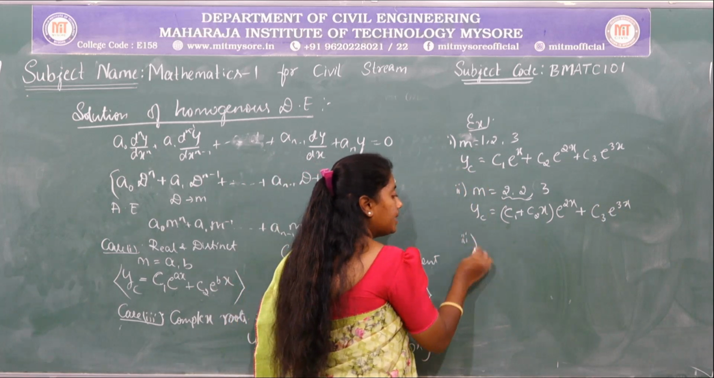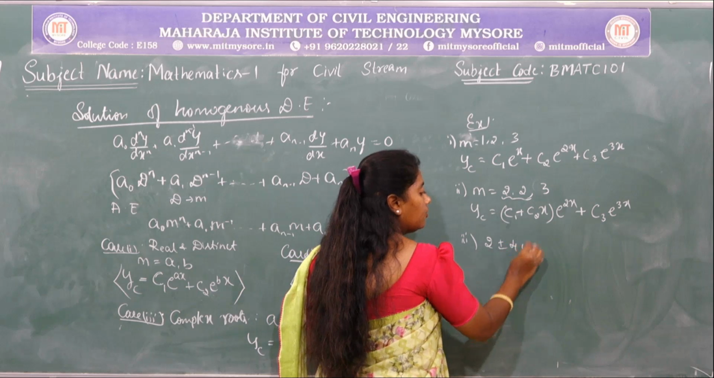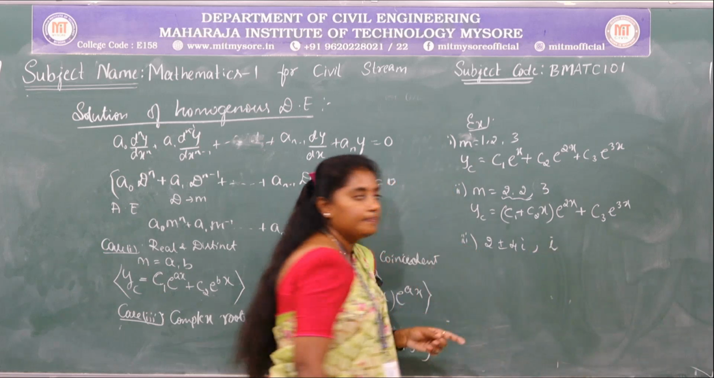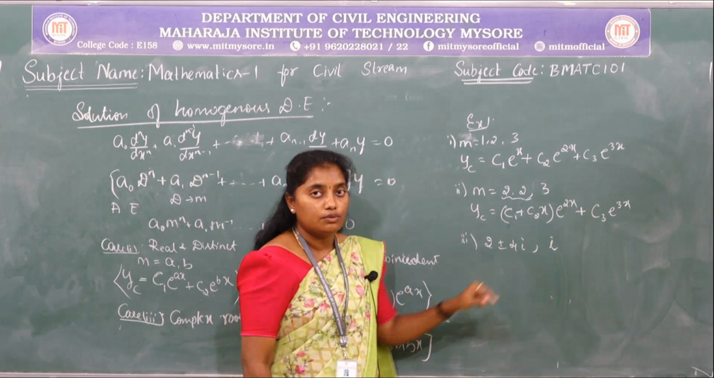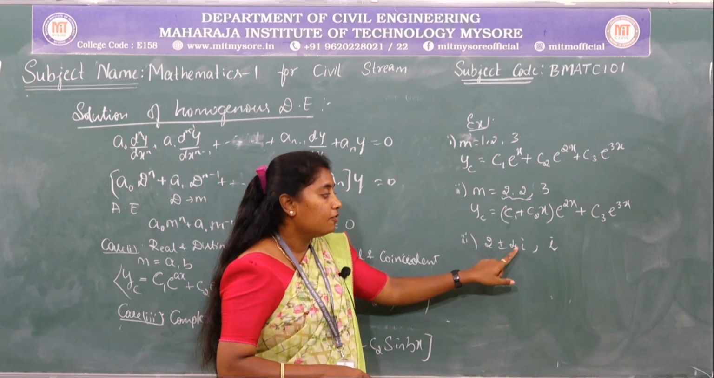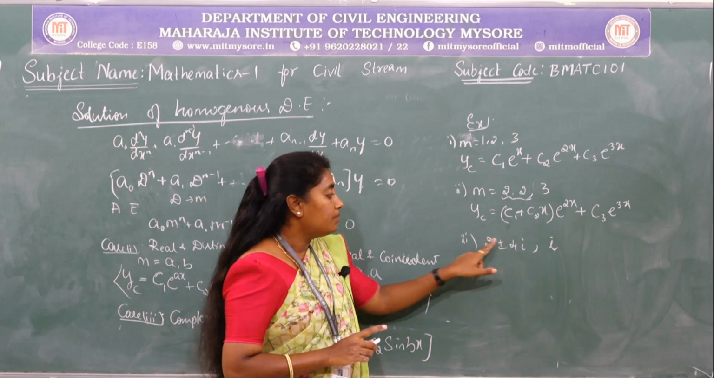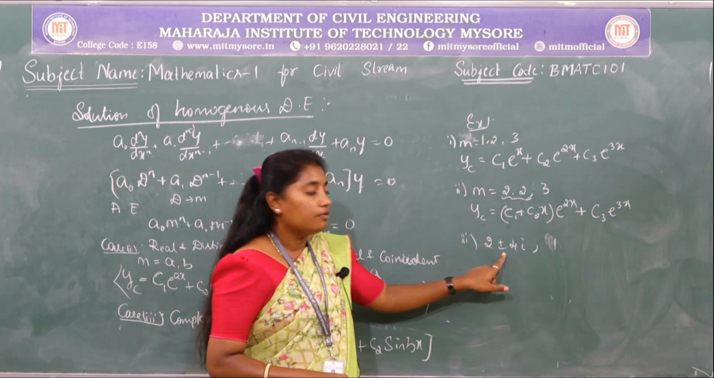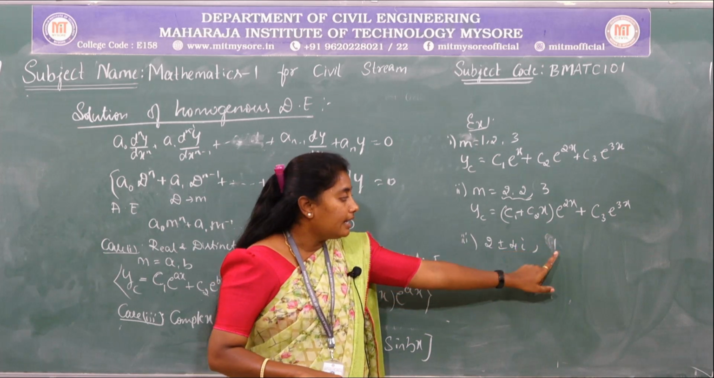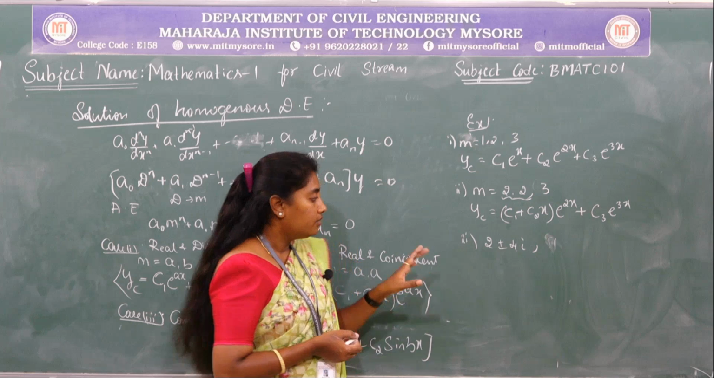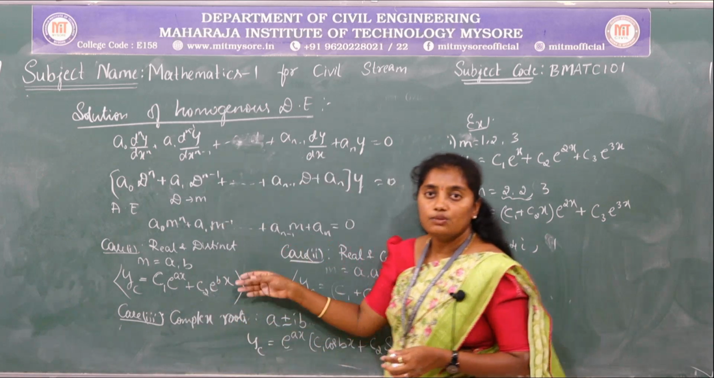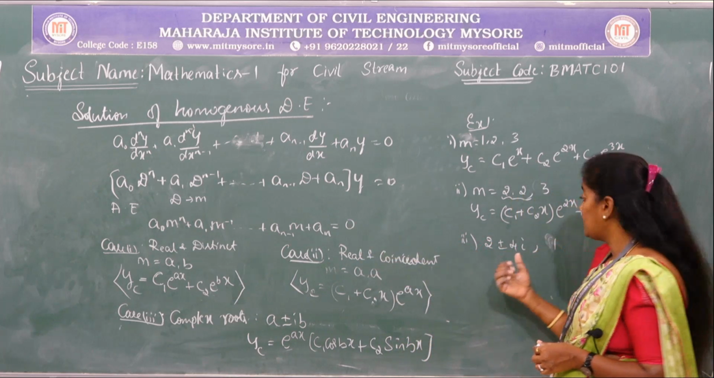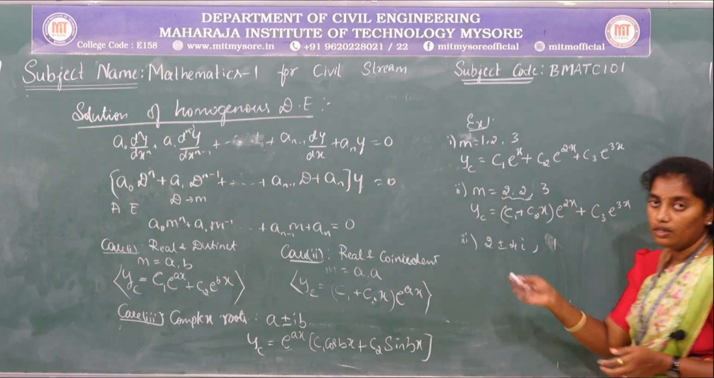Next, for complex roots, 2 plus or minus 4i as one root, comma, 1. Here we have 3 roots. One root is 2 plus 4i, another one is 2 minus 4i, and the last root is the real root 1. For this, we have to combine the solutions of case 1 and case 3. In case 1 we take real and distinct, in case 3 we select complex roots.